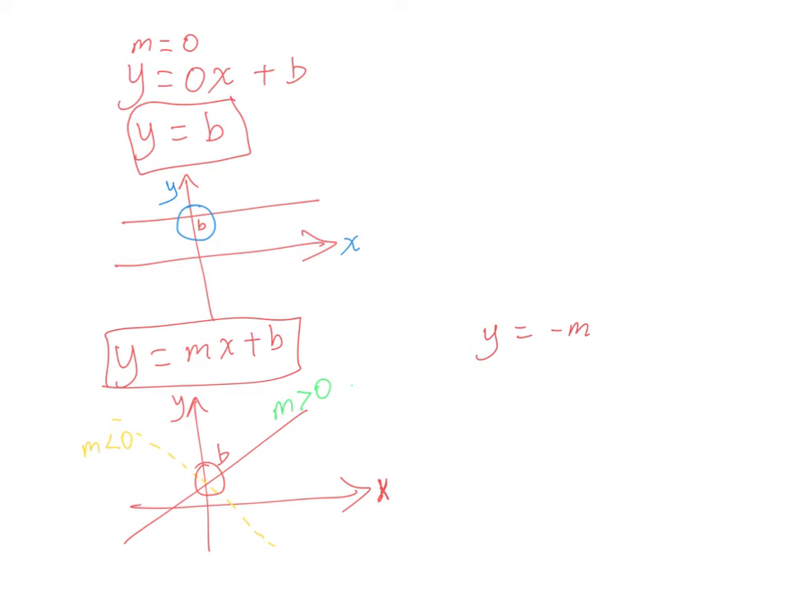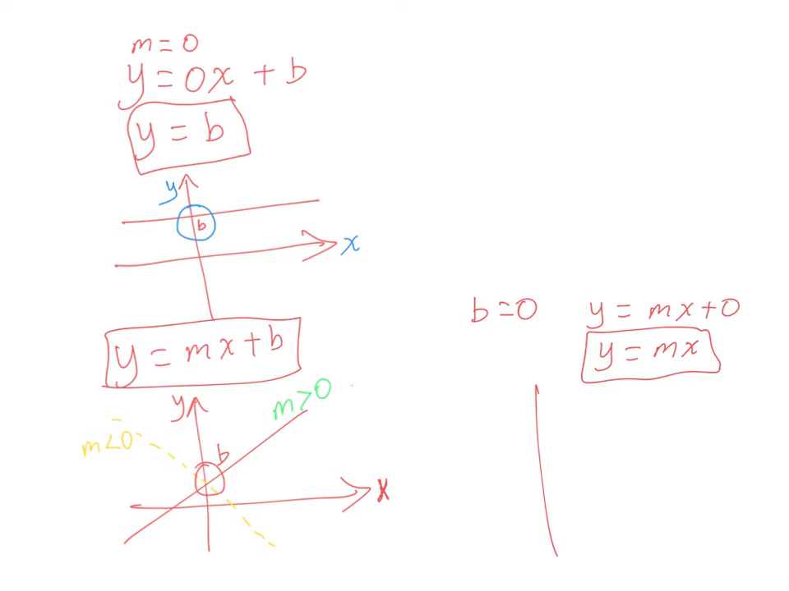Okay? Now what if b is 0? If b is 0, then you'll get y is equal to mx plus 0, which simplifies to y is equal to mx. This cuts through the origin, so anything of this type will pass this way. Again, if it's positive slope, it goes that way. If it's negative slope, it goes this way. And it passes through 0, 0.